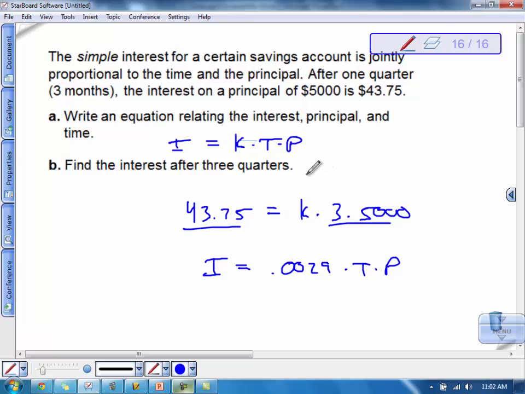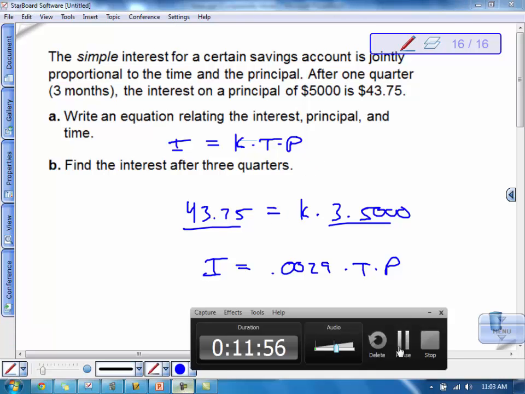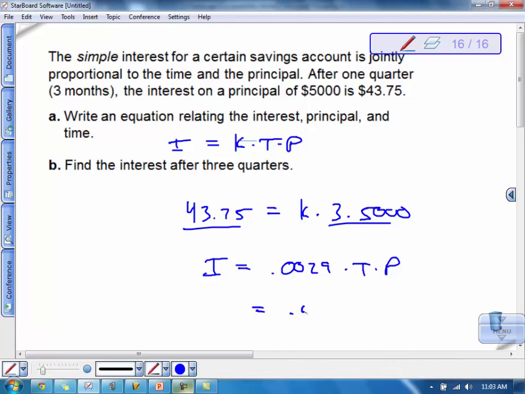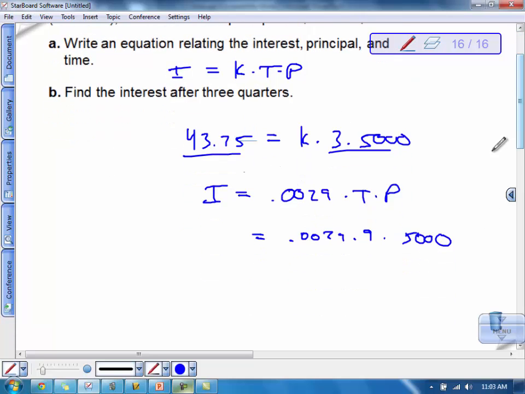But then it wants to find the interest after 3/4. 3/4 is 9 months. We're going to plug in 9 months for the time. And the principal is still 5,000. And let's find that corresponding interest, which gives us $131.25.